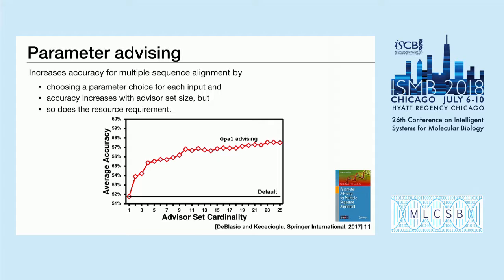And we can see that as you increase the advisor set, you can increase the accuracy at the expense of having to use more resources. So parameter advising is embarrassingly parallelizable, meaning as long as you have enough resources, you don't actually lose wall time, with a small overhead for the estimator.